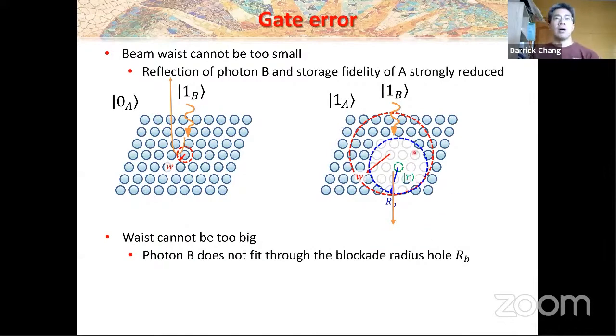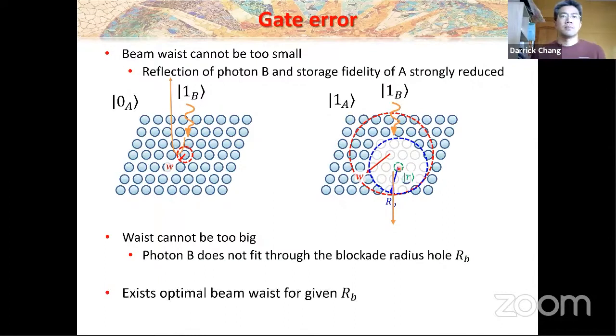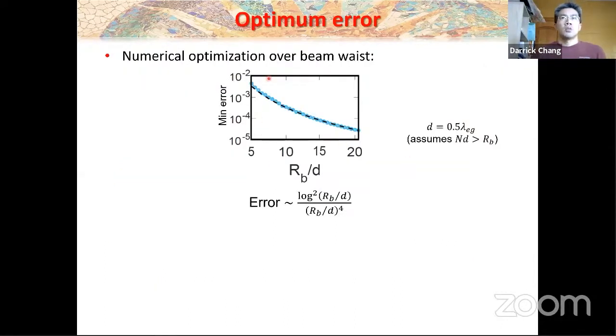So then you see that there's a balance. The beam waist can either be too small or too big. And in particular, there should be some optimization based on the size of the blockade radius that I can achieve. So basically, the size of the blockade radius is my limiting resource. So you can optimize this gate over the beam waist as a function of the blockade radius.